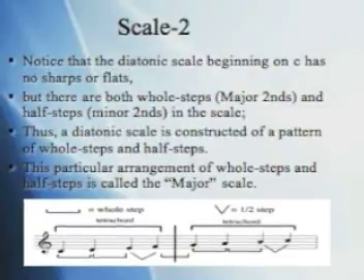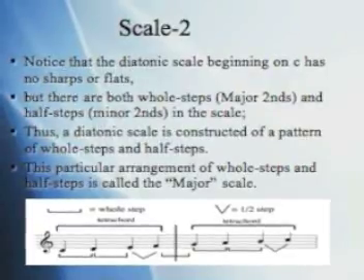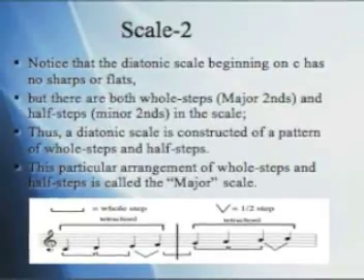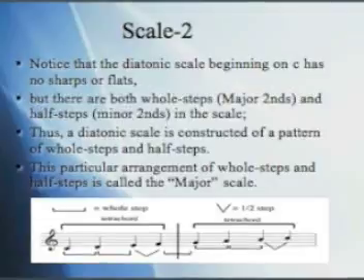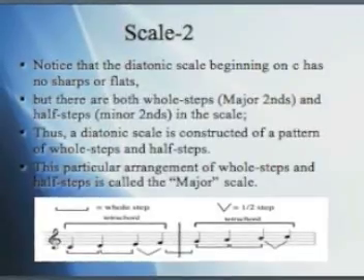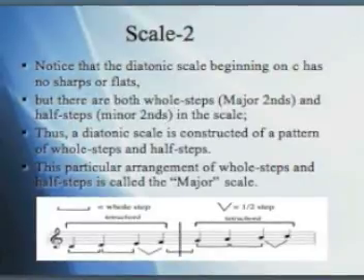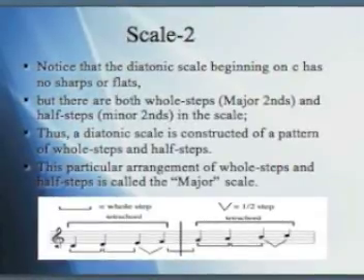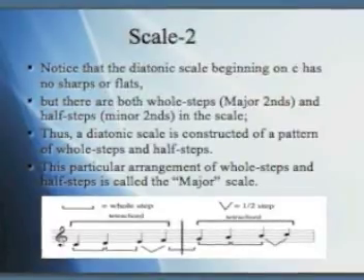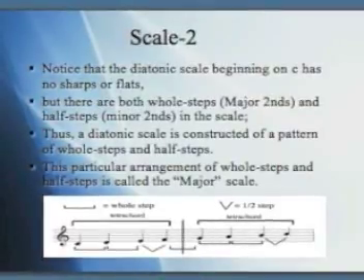Notice again that the diatonic scale beginning on C has no sharps or flats, which means that there is embedded in the natural structure of the staff and the natural structure of the keyboard half steps between E and F and B and C. You must remember that. Now the major scale has this distribution of half steps and whole steps. Whole, whole, half, whole, whole, whole, half.